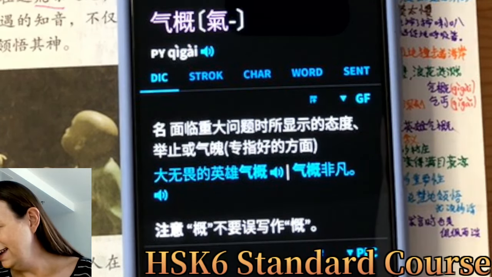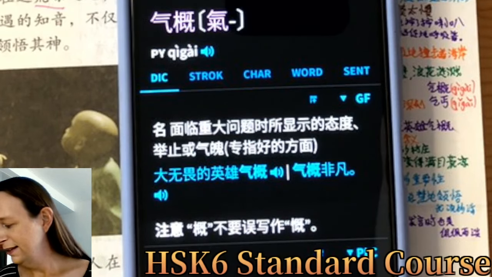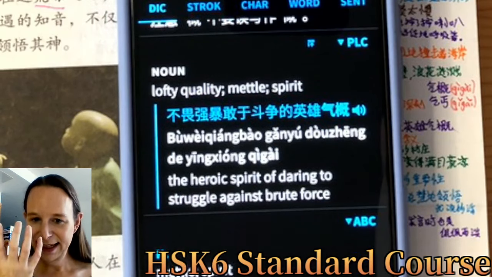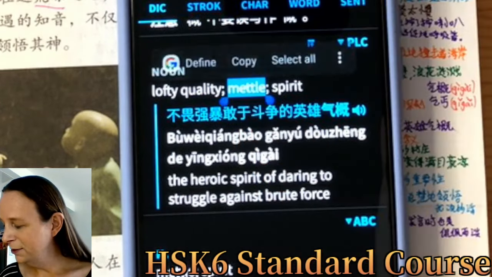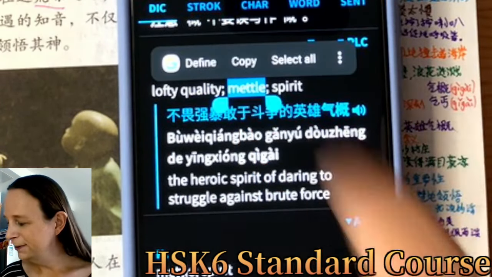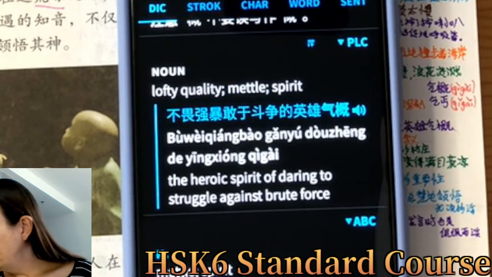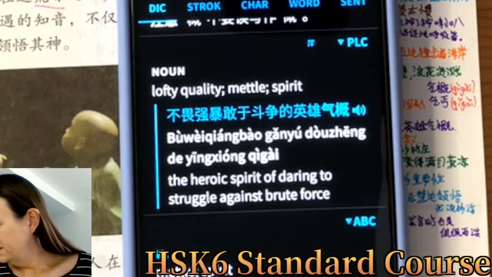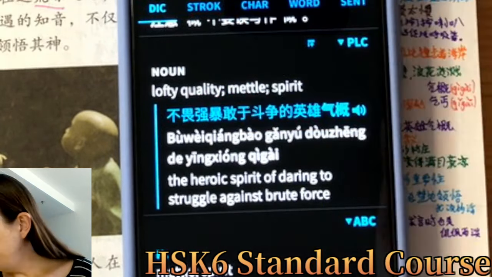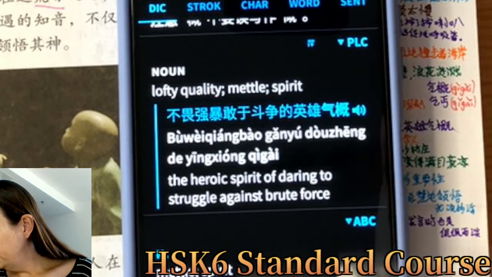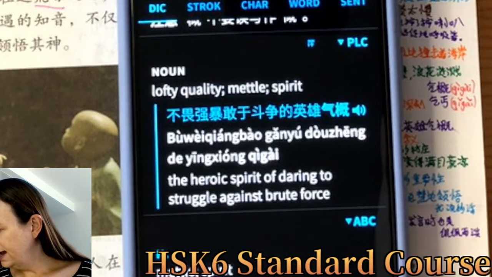You're facing a major problem, and you have this property of being qigai. Maybe metal is a good one. The doll, this metal. Maybe that's a reasonable translation. Wei qiang po bao. Not wei qiang bao. Gan yu dou zheng de yin xiong qigai.